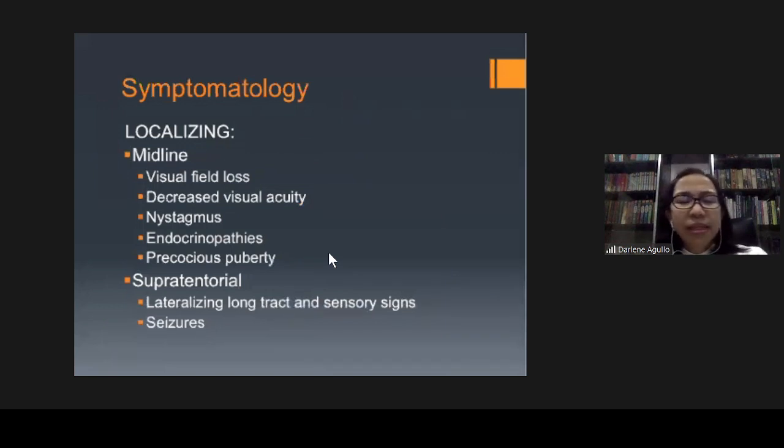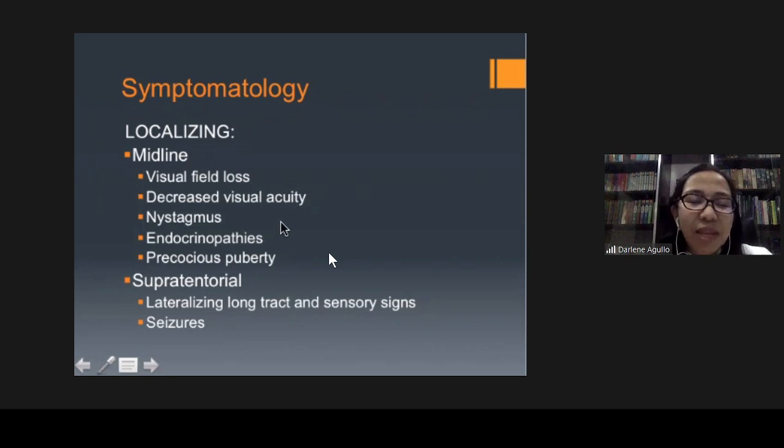Other localizing signs include, for midline tumors, visual field loss. For chiasmatic tumors, bitemporal hemianopsia. Decreased visual acuity when the optic pathway is involved. Nystagmus for blindness, no? Meron silang mga searching nystagmus.